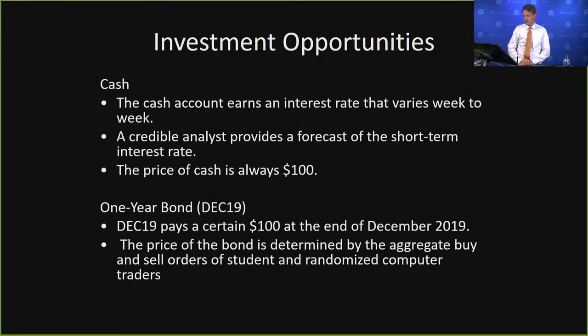The alternative security is the 1-year bond. So we'll call that December 19. And December 19 pays a certain $100 at the end of December 2019. There's no default risk in this bond. And the price of that bond is going to be determined by the aggregate buy and sell orders of the student and the randomized traders in the market. So that price is highly uncertain, totally determined by supply and demand in the marketplace.